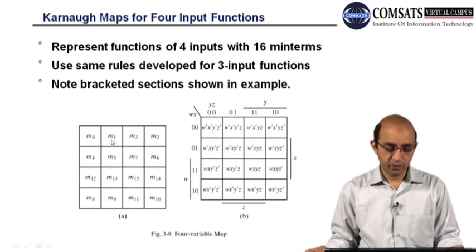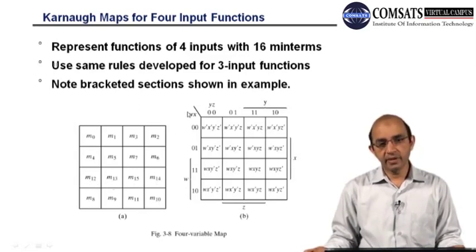So M0, M1, and from here you jump here. So we have M2, M3. And then M4, so we move from here to here, M5. And then we will jump again, M6, M7. So from this row, we will again make another jump. So M7, M8, M9, and then M10, M11, M12, 13, and 14, 15.